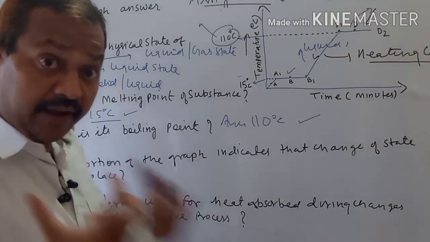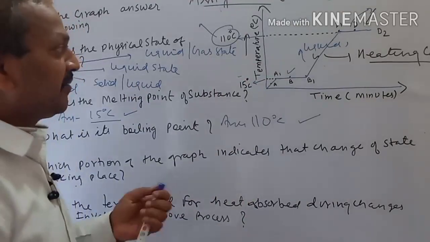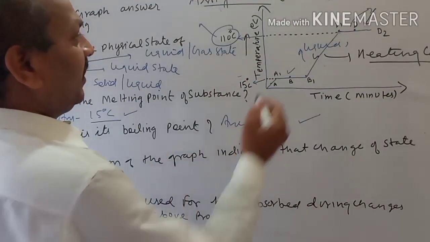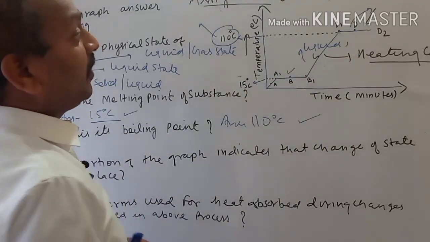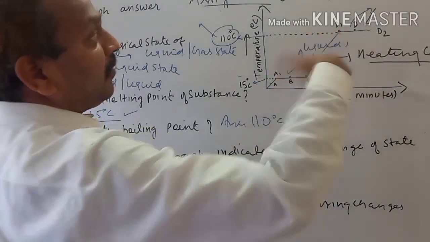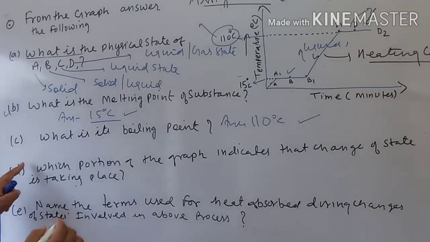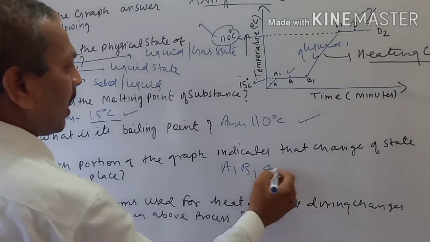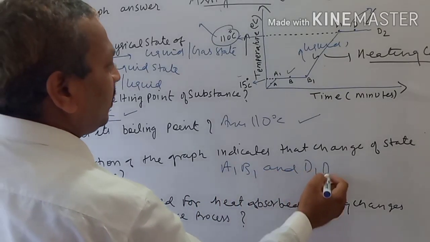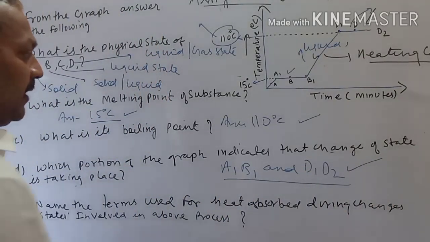Now next, which portion of the graph indicates that a change of state is taking place? See, very simple case: A1 B1, where solid converts into liquid. Second case, D1 D2, where liquid is converting into gas. So the answer in this case you can write: A1 B1 and D1 D2. This is where the state is changing.